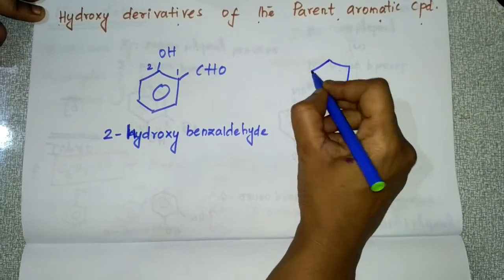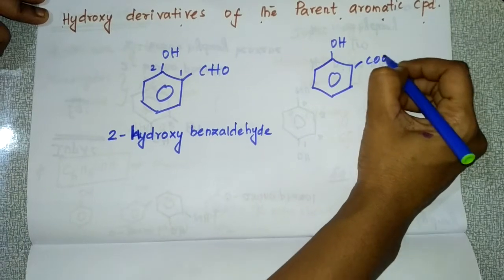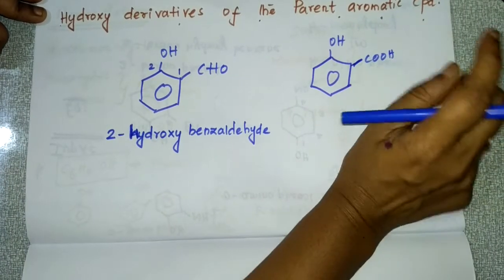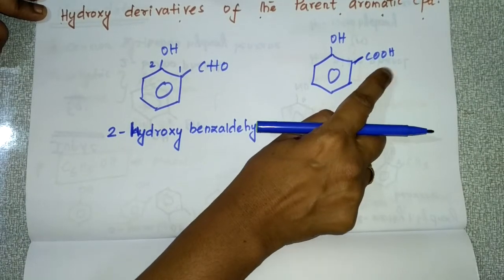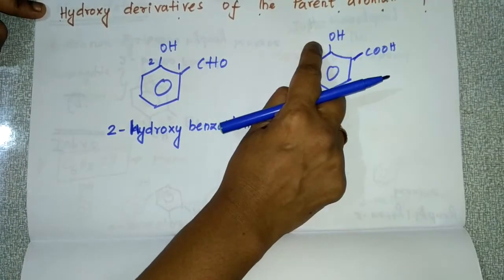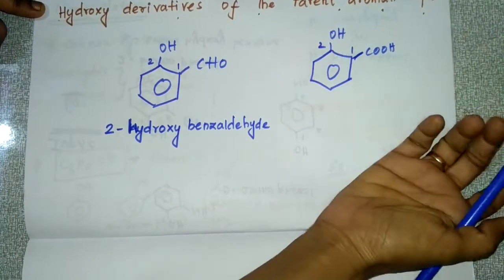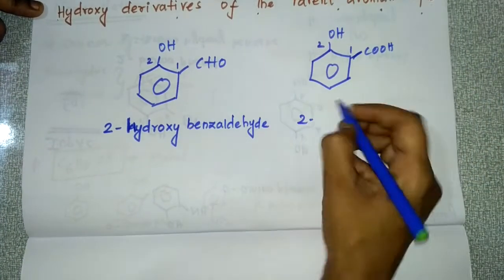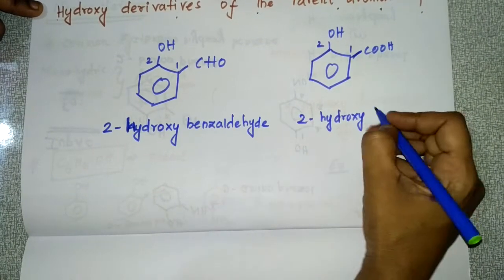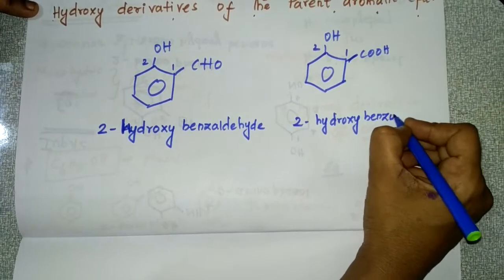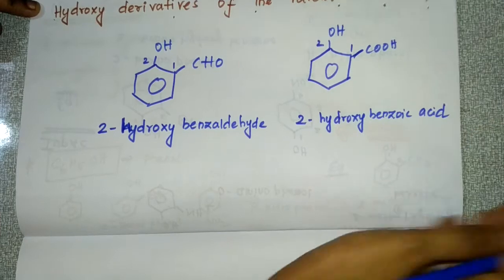Suppose COOH is there, here OH and here COOH. Here also, if you take the priority table, the seniority order, COOH will come first and then comes this OH. So you have to give number to the COOH and then to this OH. So how will you name this one? Here also the same, 2-hydroxy, what is this? Benzoic acid. So you have to name it as 2-hydroxybenzoic acid.